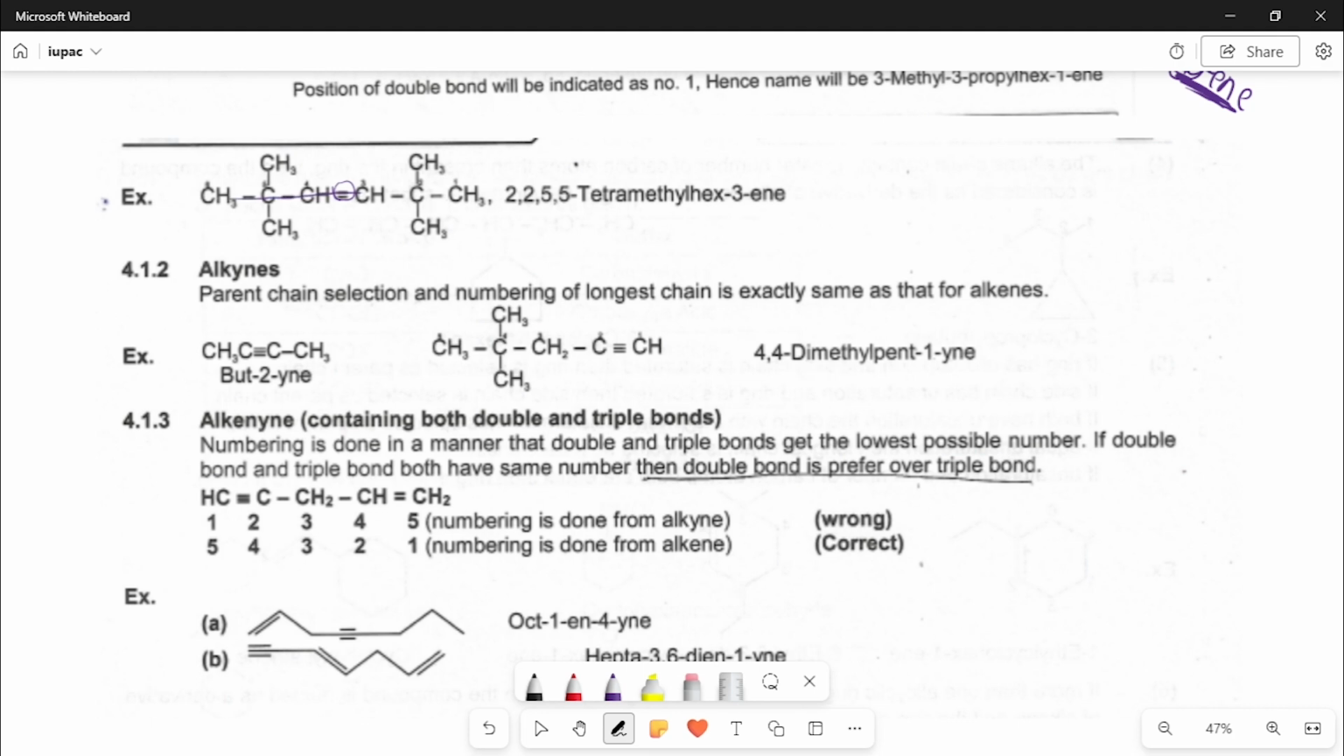So for example, let's take this as our parent chain, and let's count from here. 1, 2, 3, 4, 5, 6. When we see the lowest set of locants, it would be at 2, and from here it would be at 2, 2, and then 5. So we're gonna write 2, 2, 5, 5, because they all are methyl. Tetra means 4. Tetramethyl hex. Now it's not present at 1, so we have to tell them that. Hex, 1, 2, 3, so hex-3-ene.